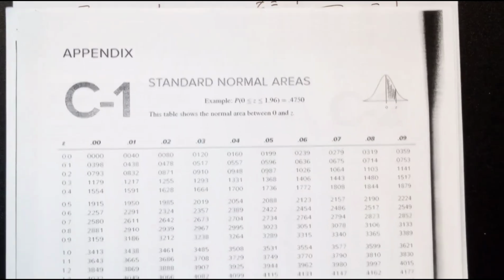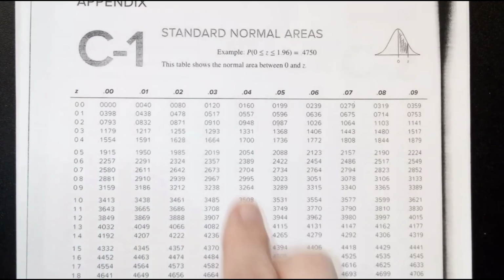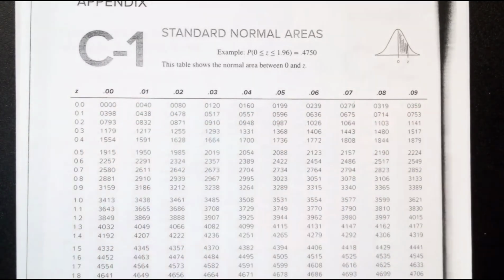This table is laid out so that the first decimal place is down this column, and the second decimal place is across. So if I want 1.00, 1.00 is here. The chance that I pick a random American male and their height is between 70 and 72 inches is 0.3413.